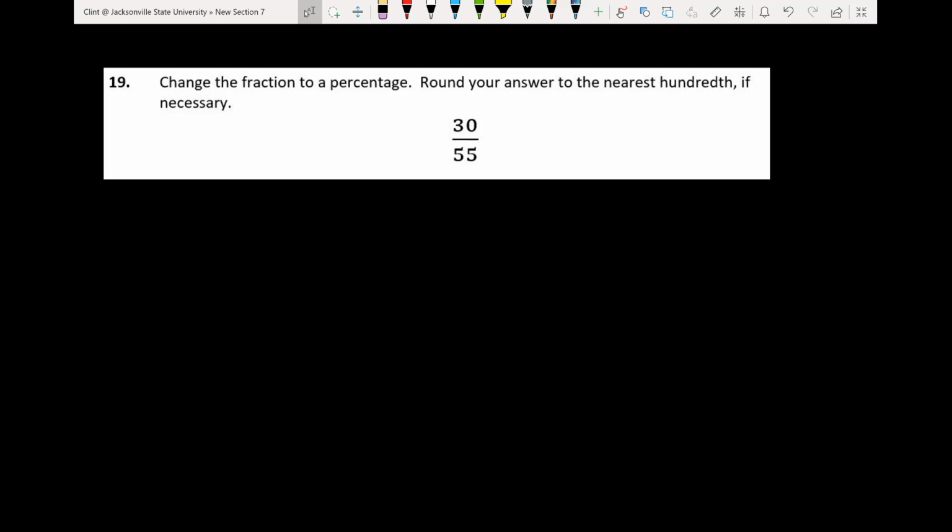Number 19 says change the fraction to a percentage. Round our answer to the nearest hundredth. Anytime you see a fraction, you can think about the fraction bar like divide. So the way we start out here is we'll change it to a decimal first, and then we'll change it to a percentage. So we'll do 30 divided by 55. That's what 30 over 55 means. If we do 30 divided by 55, we should get a long decimal, and we do. I'm going to write down several decimal places here. We don't want to round until the very end, and not too much. Leave some extras.